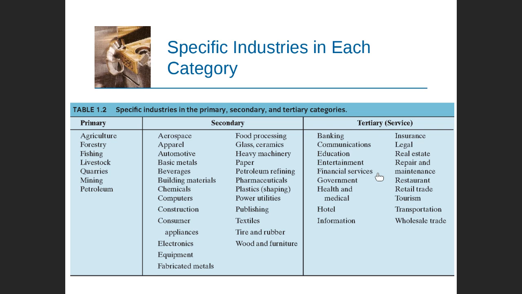So just let me explain about this one. Industry needs banking. You cannot do industry unless you have banking. So banking is indirectly contributing to the industry. Communication, you need the internet and so on, and communication is needed by the industry. Education, you need to do training, professional courses and so on. Entertainment, you need some entertainment for people working here. Financial service, government service, health and medical service, you need hotels, information, insurance, and so on.